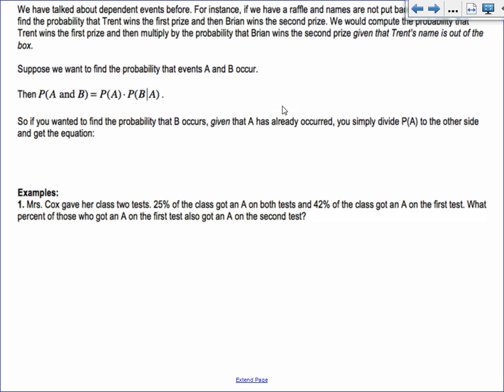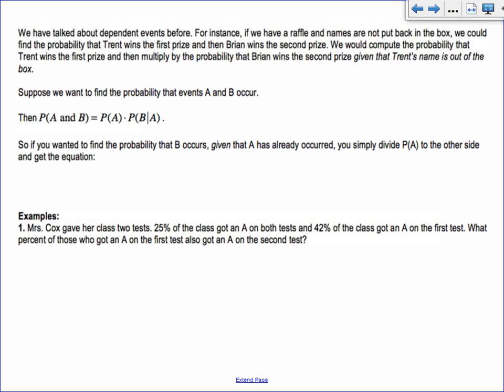We've talked about dependent events before. In one example, we talked about having a raffle and not putting names back in the box. I have 2 friends, Trent and Brian, that I went to grad school with. They were interested in probability, that's what they studied, so they're in this problem. Find the probability that Trent wins the first prize and Brian wins the second prize in this raffle. You're finding the probability that Trent wins the first, and multiplying by the probability that Brian wins the second, but it's not the same as Brian's probability at the very beginning, right?